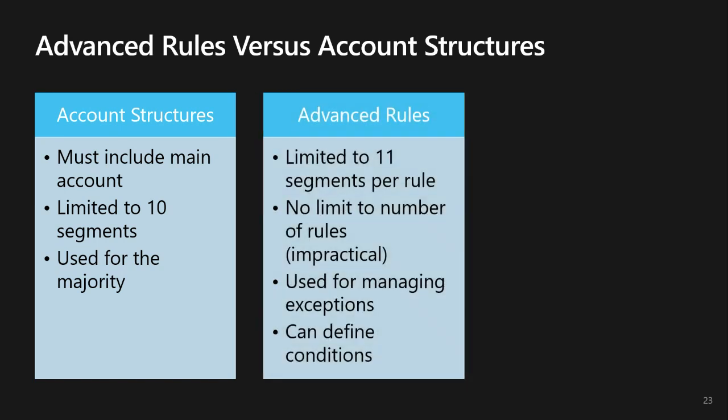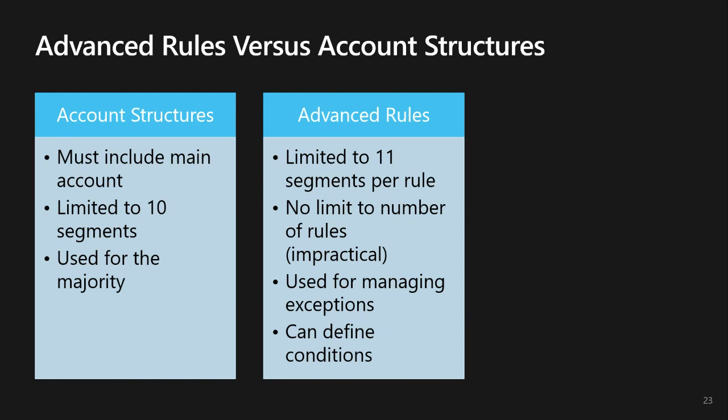One thing that you can do in an advanced rule that you cannot do with an account structure is add conditions when the advanced rule should be used. Each advanced rule can have 11 segments, and there is no limit to the number of advanced rules that you can create for a range. However, it's impractical in most scenarios to have more than 6 financial dimensions on a single account string.